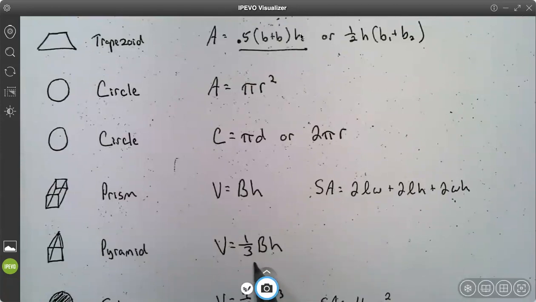And multiplying by 1/3 is the same as dividing by 3. So I could write this formula big BH over 3, big BH divided by 3. It would be the same thing.